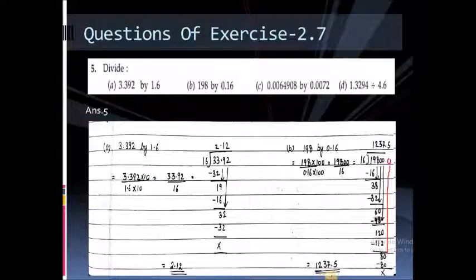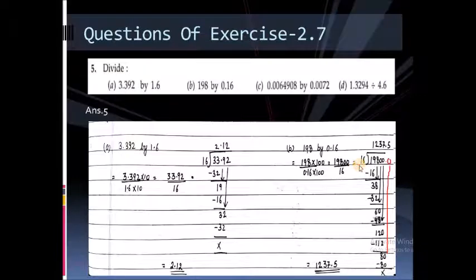So my answer will be 1237.5. It is simple. You can see I am just dividing all these numbers up till here. 8 will be there. Then my decimal point arrives. So I have to put a decimal point in the quotient also for noting down the 0. Then I note down the 0. This becomes 80, which is completely divisible by 16.